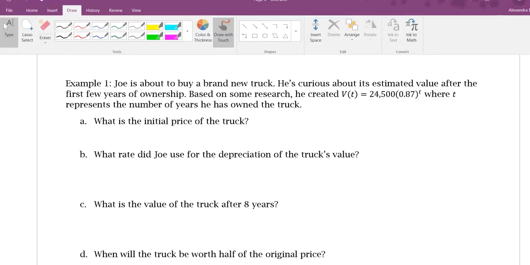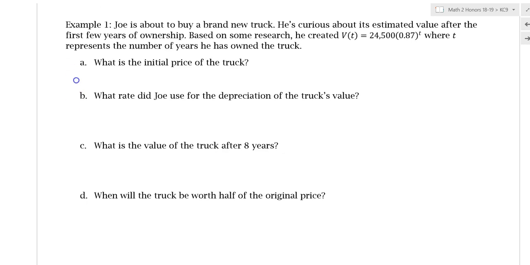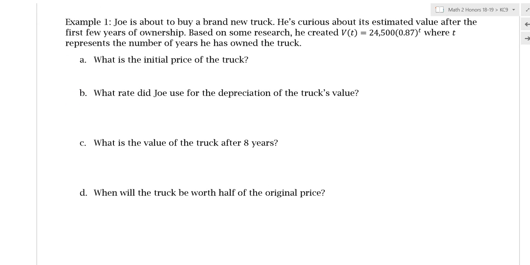So looking at our example 1, it says, Joe is about to buy a brand new truck. He's curious about its estimated value after the first few years of ownership. Based on some research, he created V of t equals 24,500 times 0.87 to the t, where t represents the number of years he has owned the truck. What is the initial price of the truck? Remember, our initial price comes from that a value. Okay? So our initial price of the truck was 24,500.